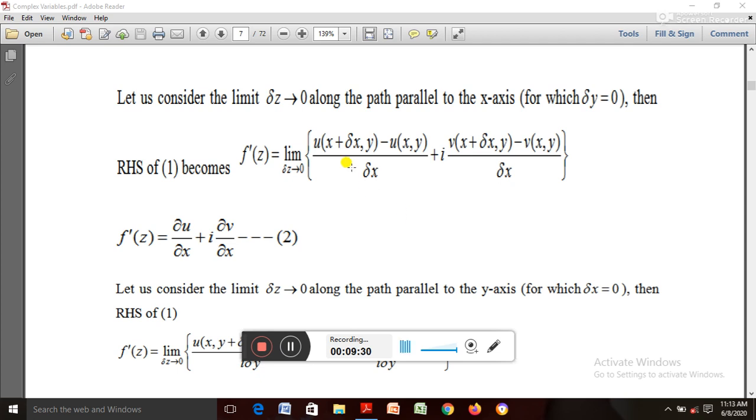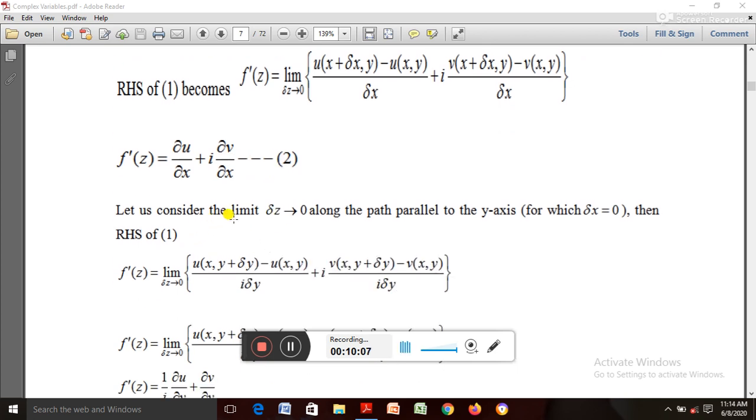Then, by using the definition of partial derivative, the derivative of u with respect to x and v with respect to x can be written as the limit of delta x tends to 0 of u of (x plus delta x, y) minus u of (x, y) divided by delta x, which is del u by del x, plus i into the limit of phi of (x plus delta x, y) minus phi of (x, y) divided by delta x, which is del phi by del x. So it is by using the definition of partial derivative of u and v with respect to x. It is denoted as equation number 2.